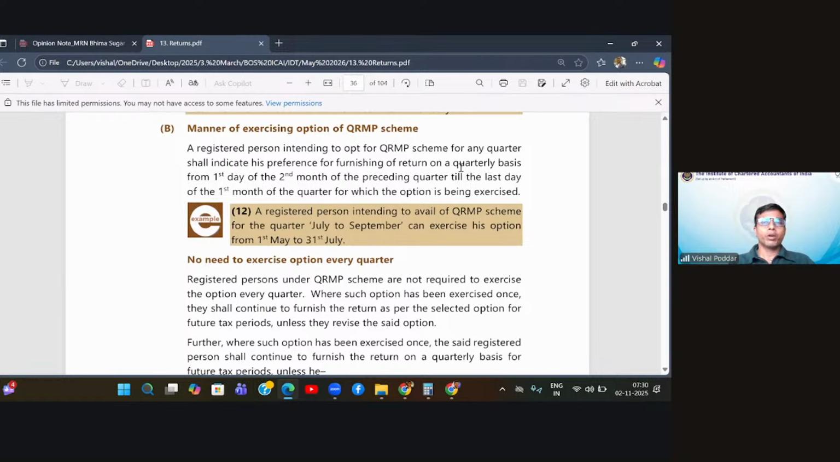So for furnishing a return on a quarterly basis, I can exercise this option from the first day of the second month. Now, which is the second month? November is the second month in this quarter. So from 1st November, that is from yesterday, I can start exercising. It means I have the option of exercising this option.